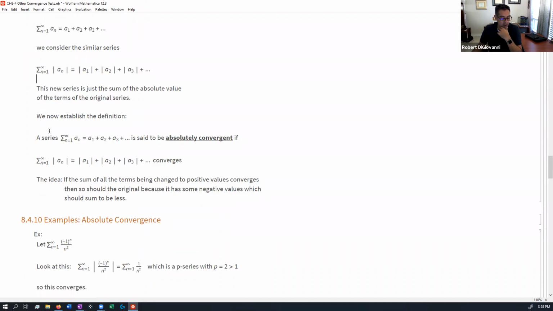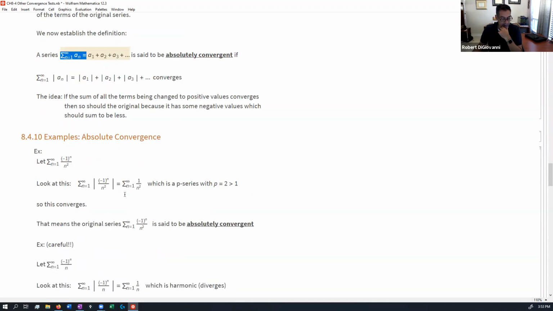What we want to do is define something. A series, okay, so if you're given some series, we will say that it is absolutely convergent, okay? That's the term. If the sum of the absolute values of that series converges, all right? If that series converges, then we will say that the original series is absolutely convergent. So let's do an example, all right?